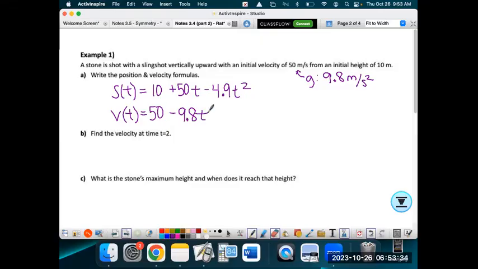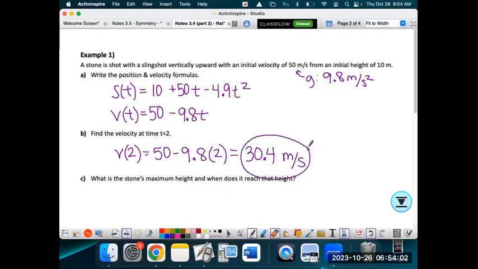Part B, find the velocity at time t equals 2. You know your velocity function, just go ahead and plug in 2. Make sure that you label your answer appropriately. Plugging that into our handy dandy calculator, we get 30.4. And then our label for this velocity is meters per second. So what that tells me is that at 2 seconds, because I have a positive velocity, it is still going upwards. It is still moving towards its vertex before it comes back down.